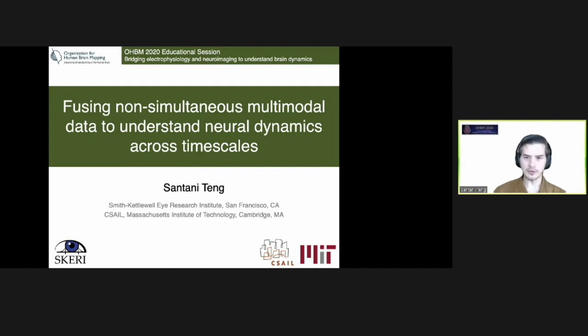Hi. Today I'll be talking about ways to combine multimodal data offline when simultaneous or invasive methods aren't available. I'll be focusing on fMRI and MEG, but the principle we're talking about applies to fMRI and EEG and potentially other modalities as well.